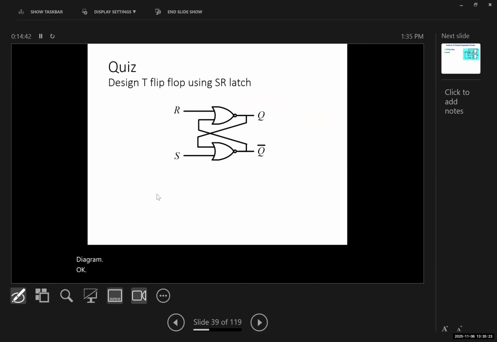So this is going to be your next quiz. This is also for the online students as well. And I want you to do this at home. I want you to build a T flip-flop just using this SR latch and NOR gates. So we want to design a T flip-flop using SR latches.